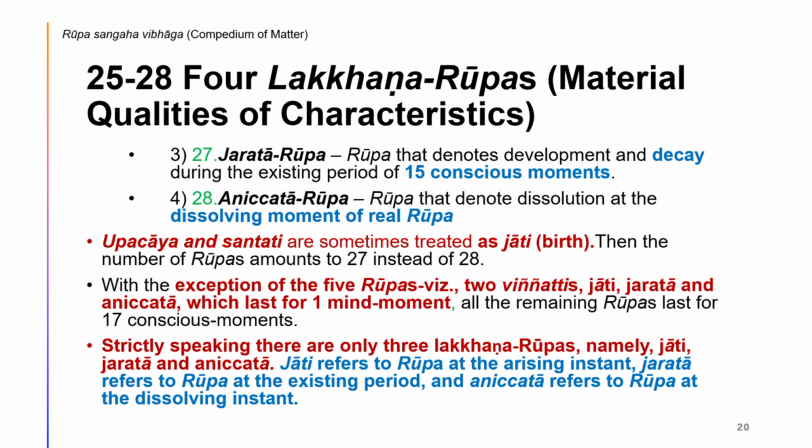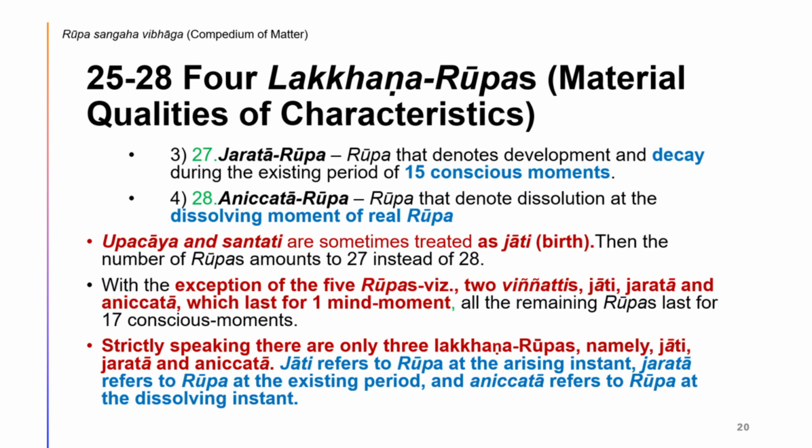Anicca rupa, rupa that denotes dissolution at the dissolving moment of real rupa. This is a state of ending. When a person is really facing death, all the rupas start to die down, and you will find that person getting weaker every day until death. So these are the four stages of lakkhana rupa.